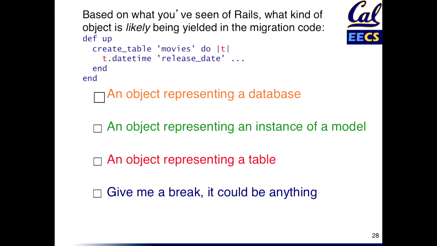OK, shall we try a revote? Revote says, I think red has won the America's Cup of this question, although there are still people holding out for green. But let's go through the answers here. So what kind of thing might T be?